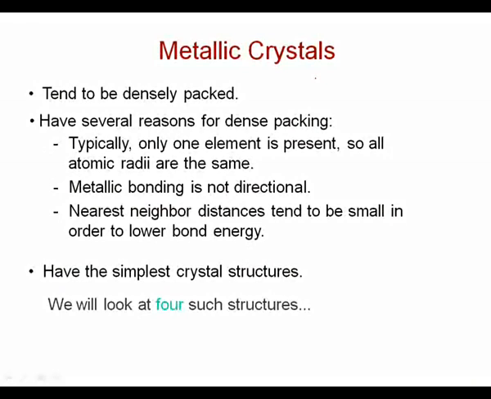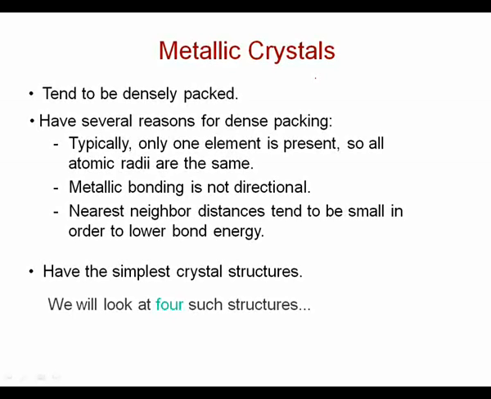So metallic crystals tend to be very densely packed to lower their energy. Here, if only one element is present, so again, metallic alloys tend to be mostly one metal. There are definitely exceptions, but things like steel, like a plain carbon steel, is like 0.5% carbon and maybe a little bit of other stuff. So still 95, 98, 99% iron. So the atomic radii are all the same. The distances between the atoms are all the same. Metallic bonding, again, is not directional. We just have these cation cores cushioned by the sea of electrons. And so they have the simplest crystal structures.